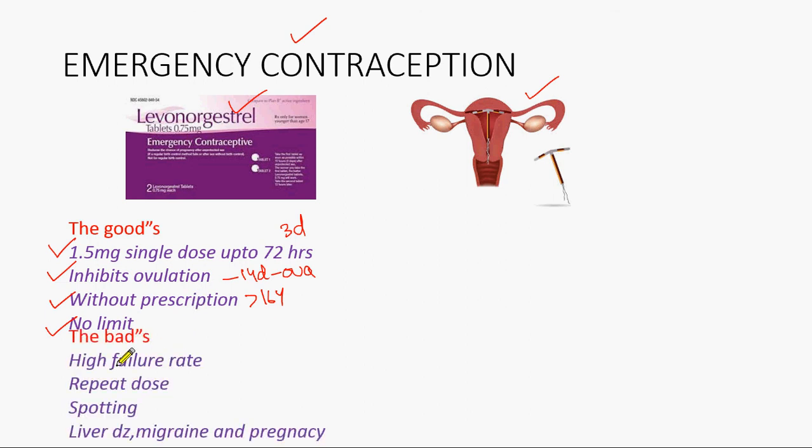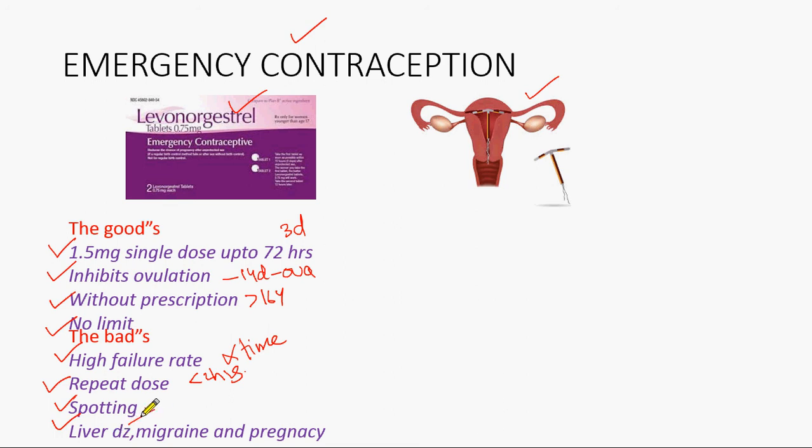The bads are that levonorgestrel has a high failure rate which is directly proportional to the time. For instance, if you take the levonorgestrel or the I-pill tablet on the 3rd day, you have a higher failure rate when compared to taking it earlier. If the patient is having vomitings within 2 hours, then you need to give a repeat dose or a new tablet. Since it is estrogen and estrogen is responsible for bleeding during the estrogenic phase of the menstrual cycle, you can sometimes have mild bleeding or spotting at the vagina. Contraindications are liver disease, migraine and pregnancy.